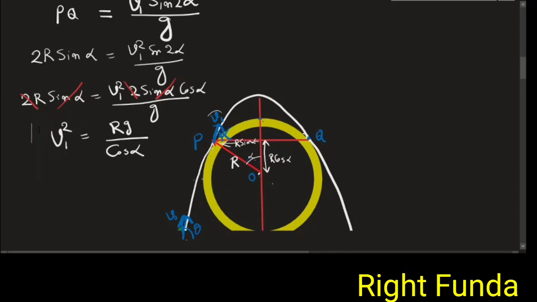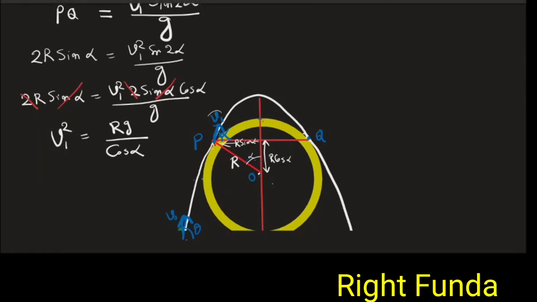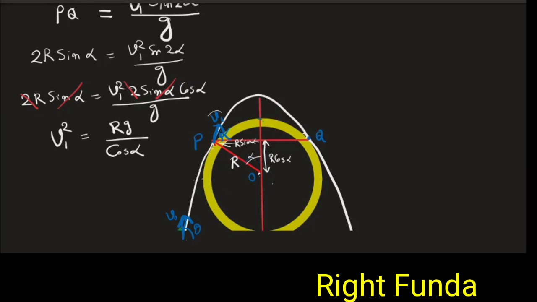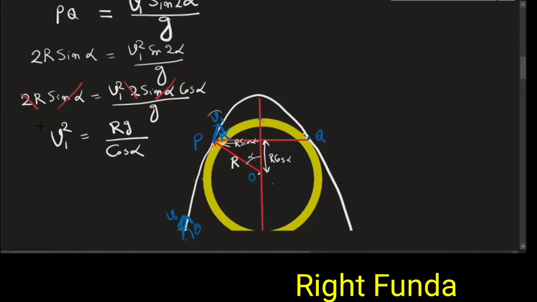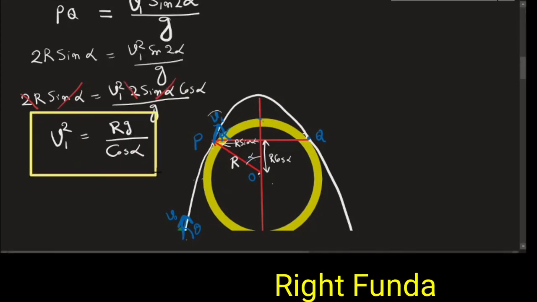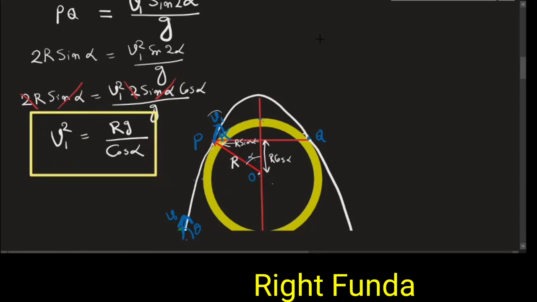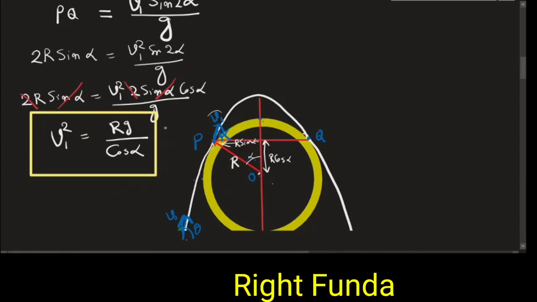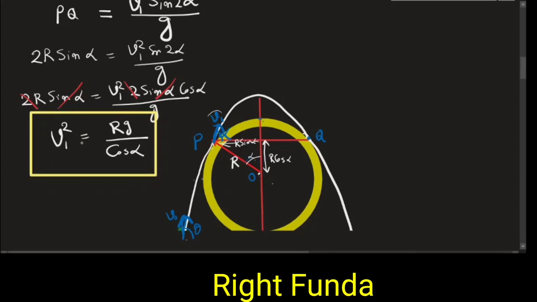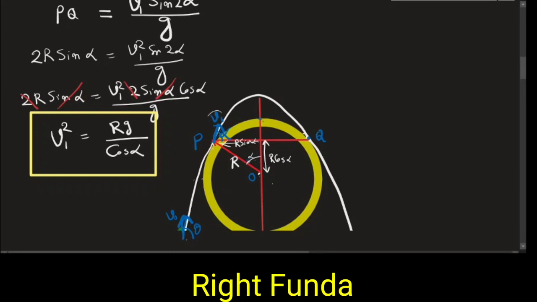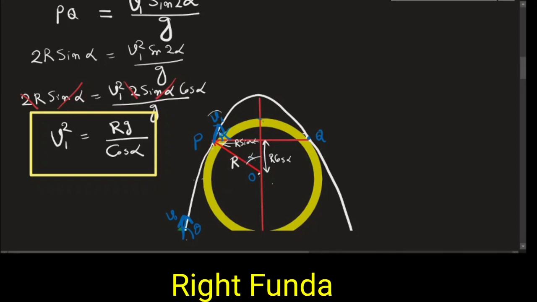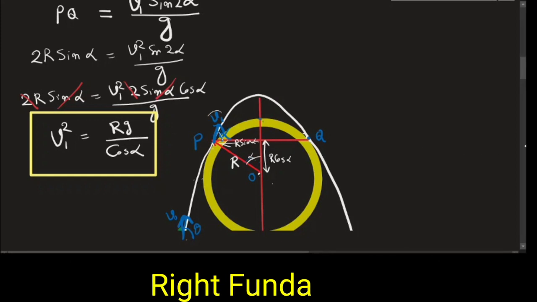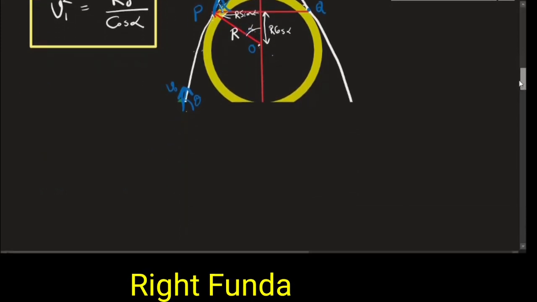So this result I got: if it is touching at these two points, then definitely the initial speed must be such that V1 square equals Rg by cos alpha, where R is the radius of the cylinder and alpha is the angular position. So I did not get the V1 value. I got V1 in terms of alpha. Alpha is an unknown quantity. Let's see what equations can be applied.